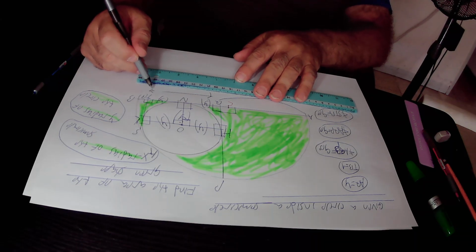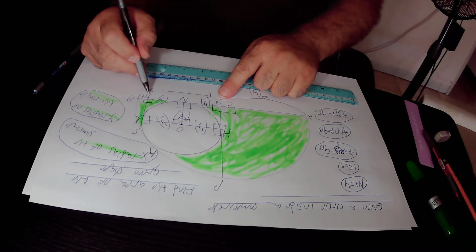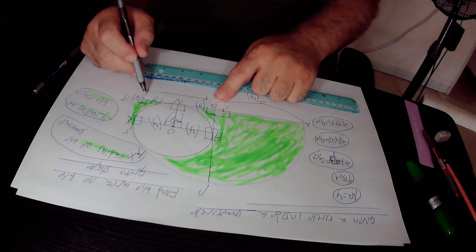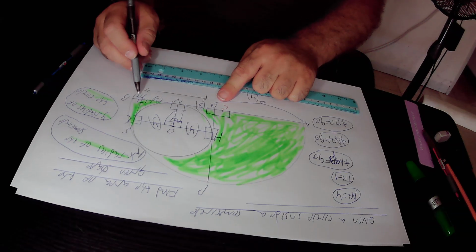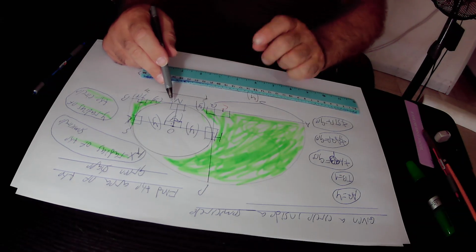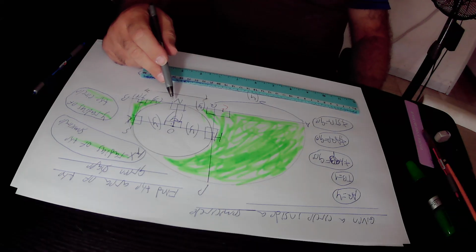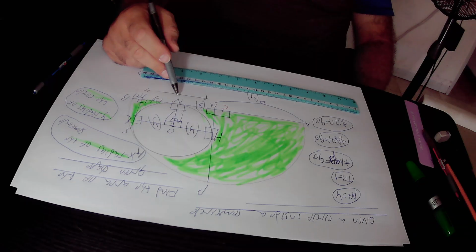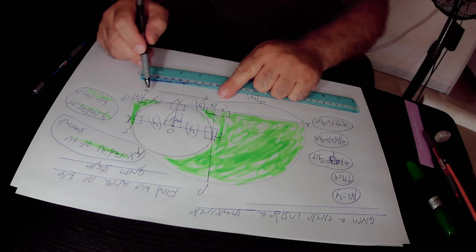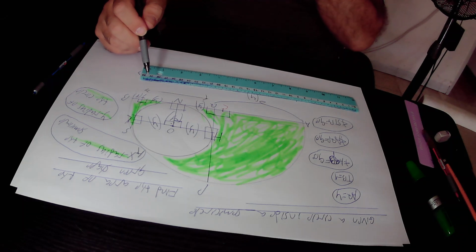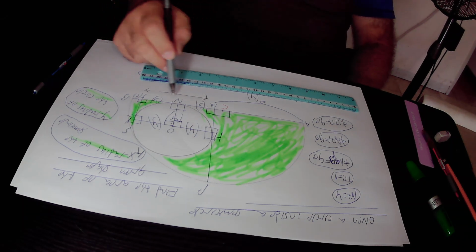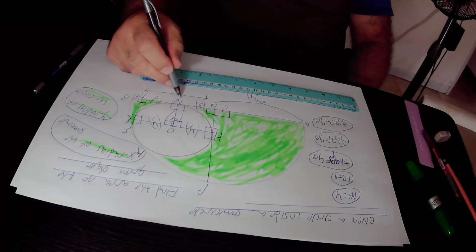Another way to find out that QT is a straight line: we can see that angle QNT is equal to 90 degrees plus 90 degrees, that is 180 degrees. And we know that any angle equal to 180 degrees is defined as a straight line. Therefore, QT is a straight line. So, QT equals y plus y, that is 2y.